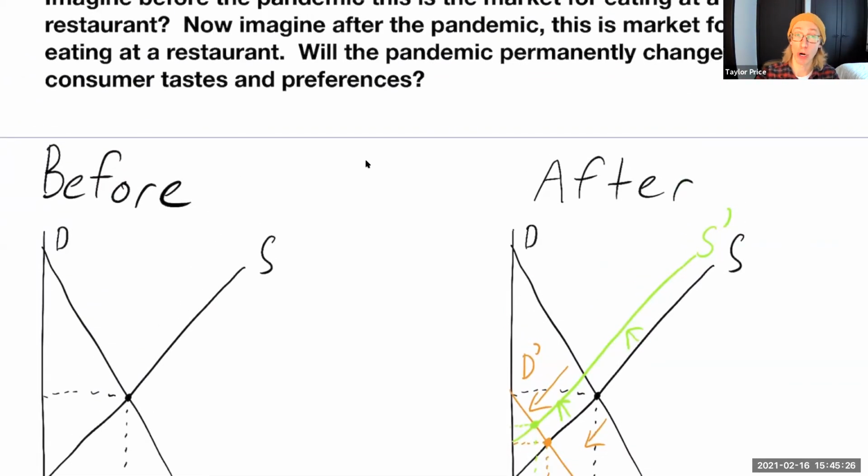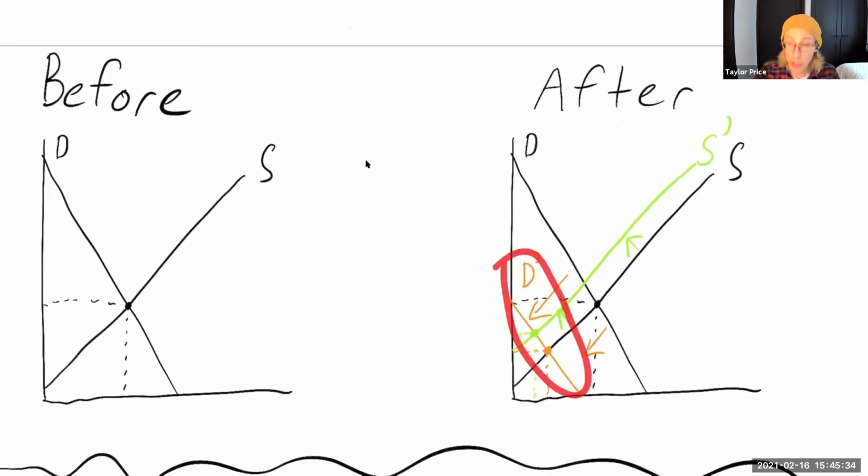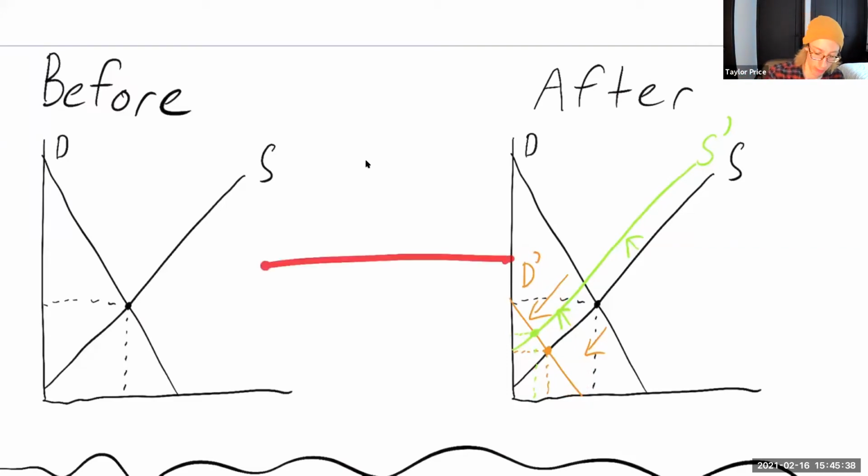And the question, and I think this is a really, really important one, is whether the pandemic is going to permanently alter consumer tastes and preferences for eating at restaurants. If it does, then this demand curve could become the new normal. If it doesn't, then it's going to switch back to this. That was a really good, really interesting question, and I think it's a good way to think about demand and supply shifts.